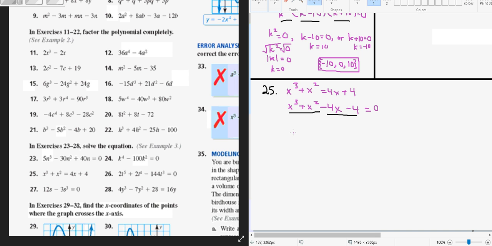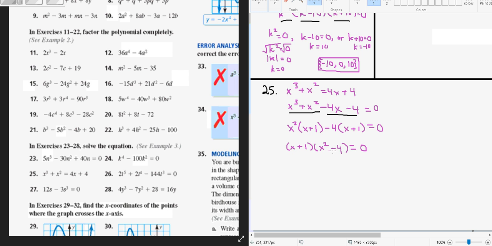The greatest common factor between the first two terms is an x squared. When I factor out x squared, I have an x plus 1 remaining. Between the next two terms, the greatest common factor is a negative 4. When I factor that out, I have an x plus 1 remaining, and that equals 0. Now they have a greatest common factor of an x plus 1, so factor that out. And what would remain is the x squared minus 4. And it still equals 0.